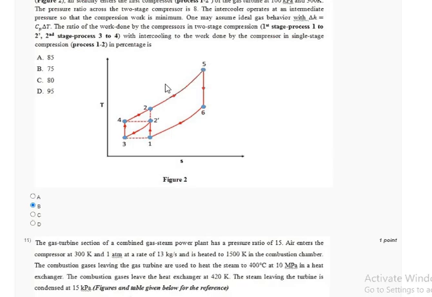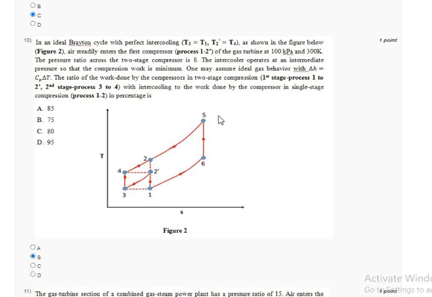Next question. This question is about the intercooler. So we have to find the ratio of the work done by the compressor in two-stage compression with intercooling and the work done by the compressor in a single stage without intercooling. So here if you calculate, we will get the answer B, 75. So work with intercooler to the work without intercooler, you will get 75.